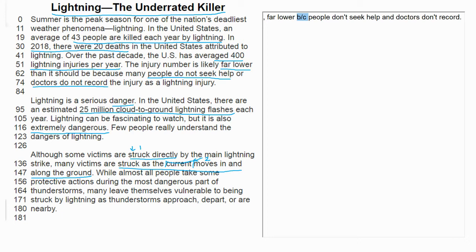While almost all people take some protective actions during the most dangerous part of thunderstorms, many leave themselves vulnerable to being struck by lightning as thunderstorms approach, depart, or are nearby. Okay, so I think I'm going to take this with me too. From this paragraph, I want to remember the two ways that people get harmed by lightning, and that people are vulnerable when thunderstorms approach, depart, or are nearby. So that's what I want to take with me from this.